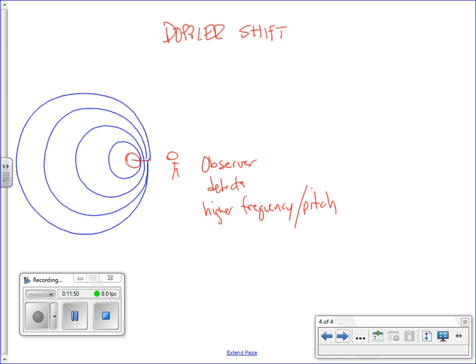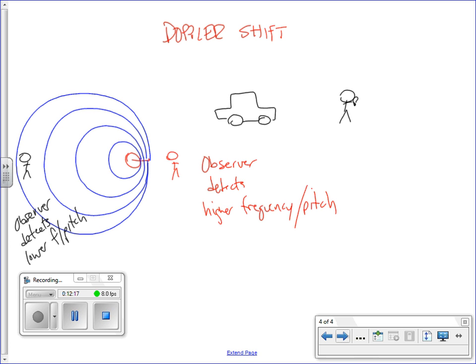The observer out here detects lower frequency, lower pitch. So this is like when you're standing here, just eating an ice cream cone, and the cop car comes roaring by you.